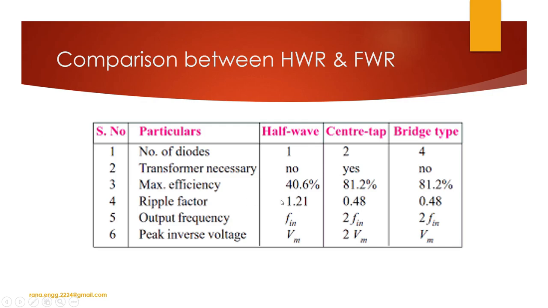81.2. Ripple factor for half wave is 1.21. For center tap it is 0.48. Bridge 0.48. Output frequency for half wave is the same as input. Fin is input. For center tap, it is double the input. For bridge also the same output is there. So output for center tap and bridge is the same.